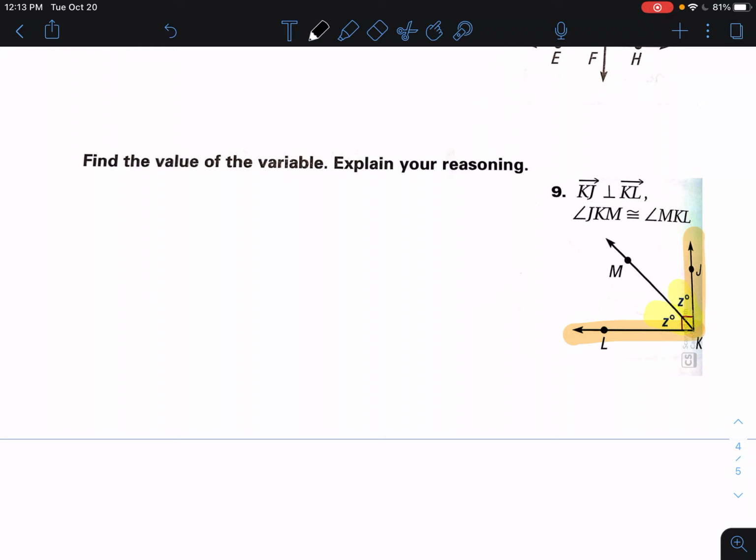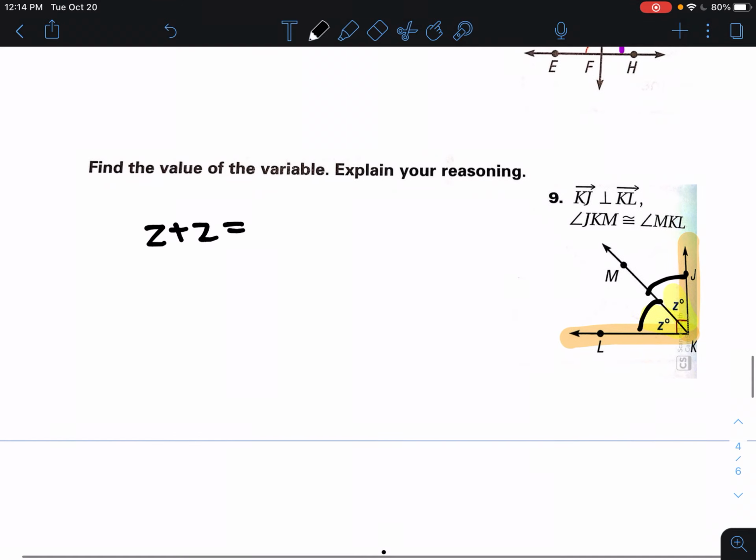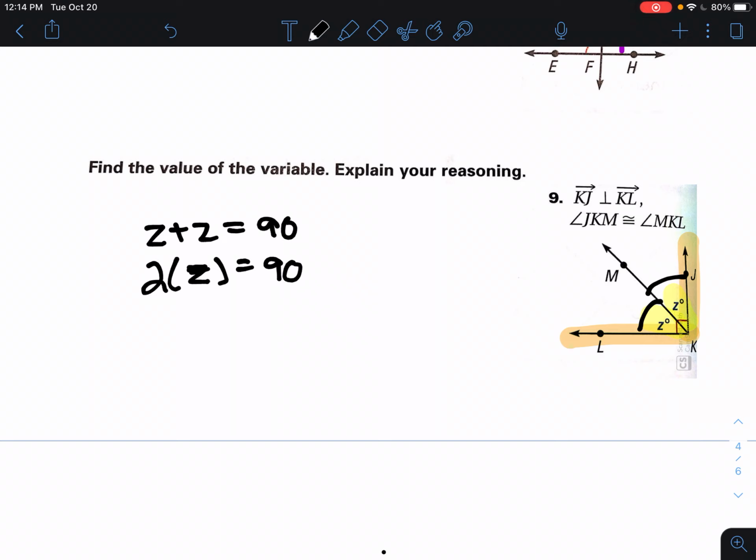We know that since those rays, ray KL and KJ, are perpendicular, the two angles made up from those two sides are going to be equal, and that's what it told us. And we know that these two are going to be complementary. So we know that z plus z equals 90. You might be able to do this really fast and say, oh, what's something times 2 that equals 90? But if not, you can figure it out this way. Divide both sides by 2. I get z equals 45.